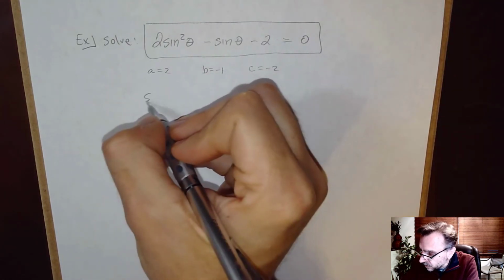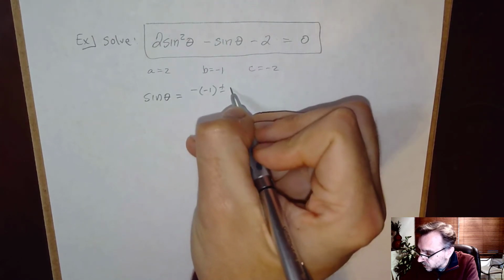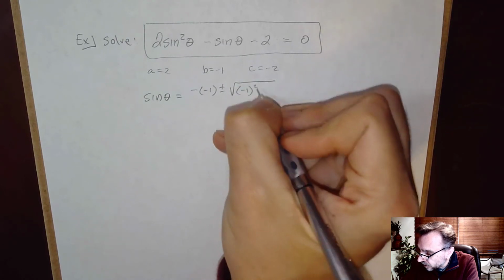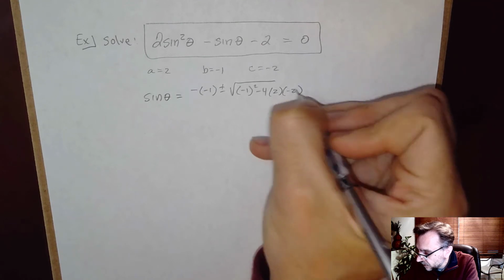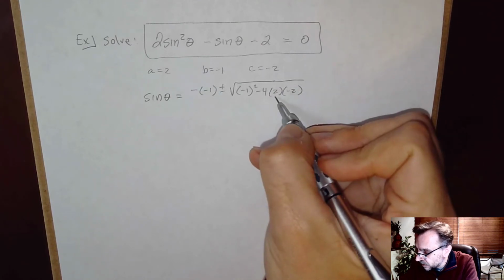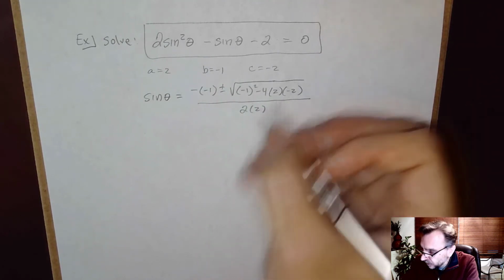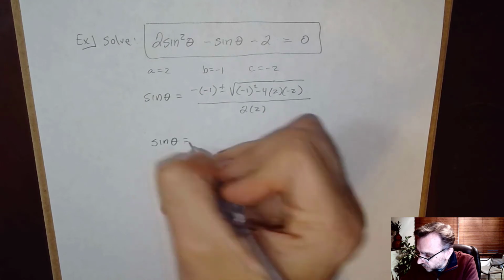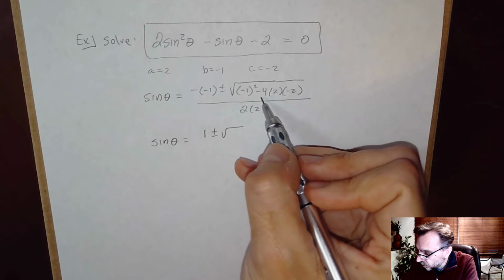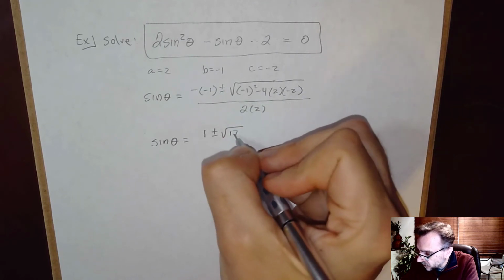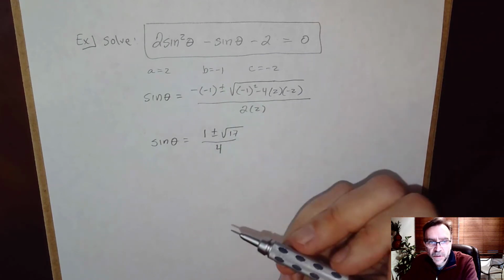Okay, so the variable here is sine theta, and so we'll say negative b, plus or minus the square root of b squared, so negative 1 squared, minus 4ac, where a is 2 and c is negative 2, all over 2a. And so that says sine theta then equals 1 plus or minus the square root of, 1 plus 16 is going to be 17 inside there, over 4. All right, so from the quadratic formula, we got this ratio.